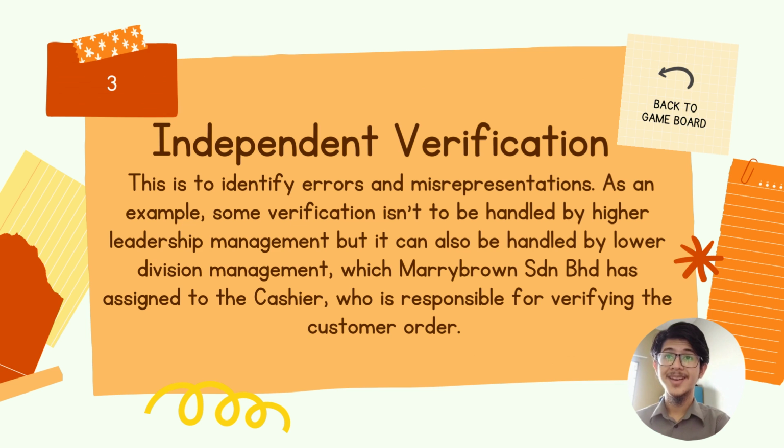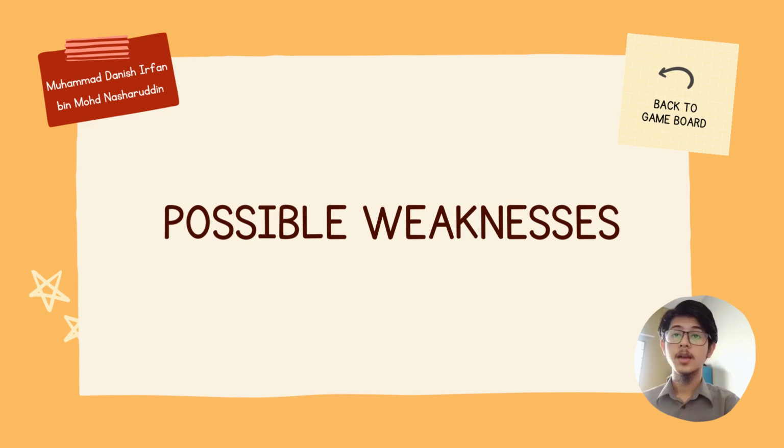The last strength of MarryBrown's theorem is independent verification. This is to identify errors and misrepresentations. As an example, some verification isn't to be handled by a higher leadership management, but it can also be handled by a lower division management, which MarryBrown's theorem has assigned to the cashier, who is responsible for verifying the customer order. Next, I will be presenting the topic about the possible weakness of MarryBrown's theorem.